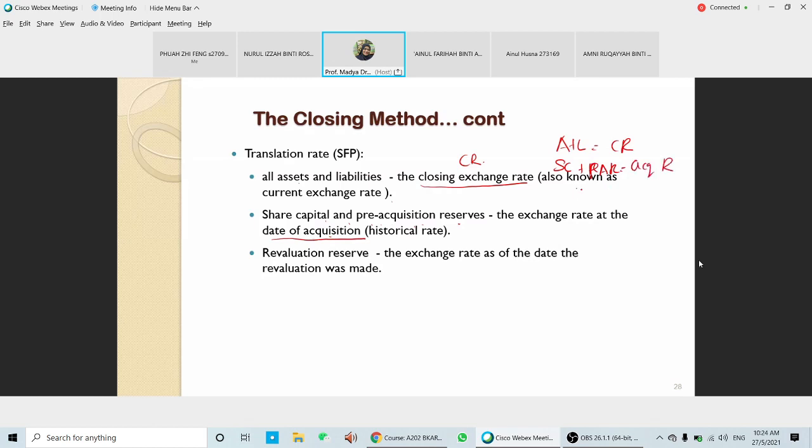Revaluation reserve uses the rate at the revaluation, that is, the date when the revaluation was done or made. That is the rules on how to translate. Remember that revenue and expenses use the average rate.